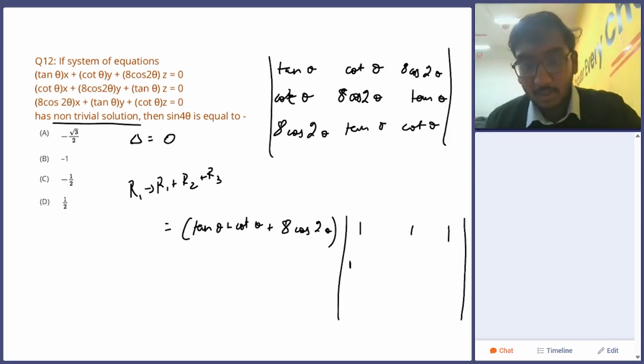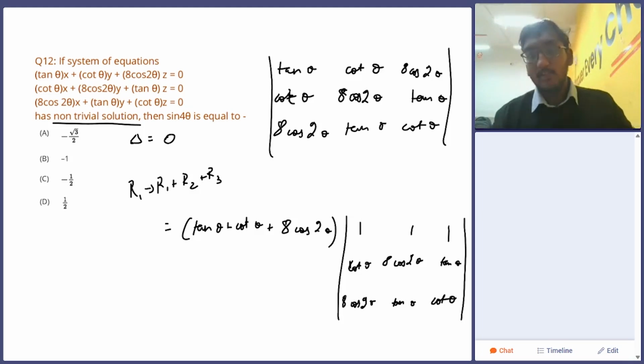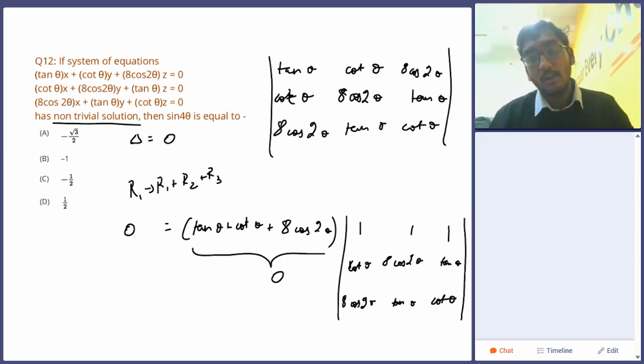Okay, it will be cot theta, right? 8 cos 2 theta, tan theta, okay, 8 cos 2 theta, tan theta, and cot theta. Okay, this is how it will be. And see, for this to be 0, there are two possibilities. Either this expression can be 0 or this determinant can be 0.